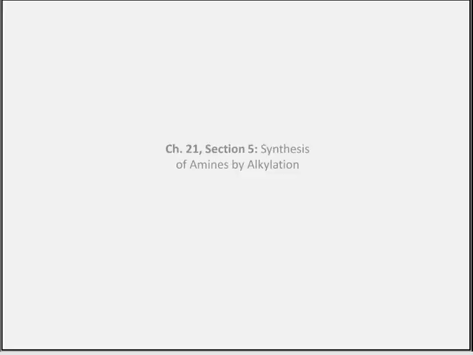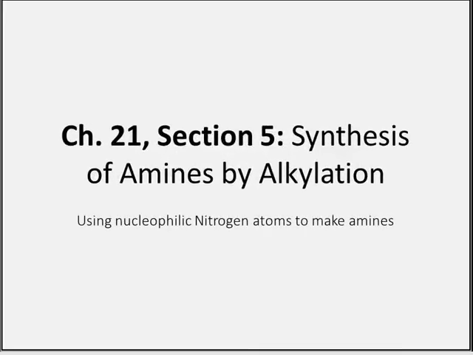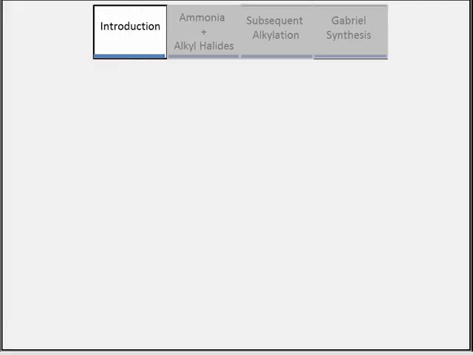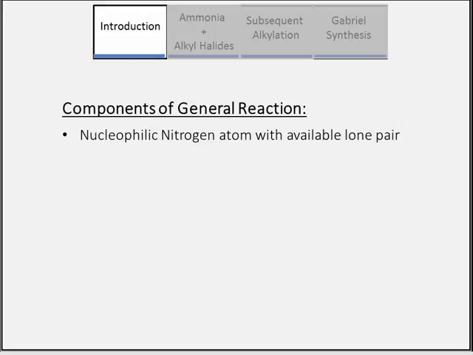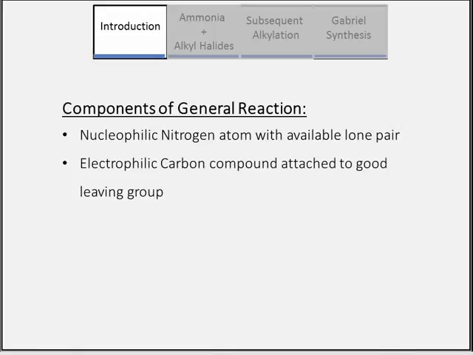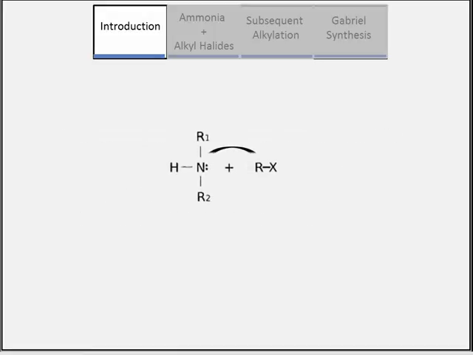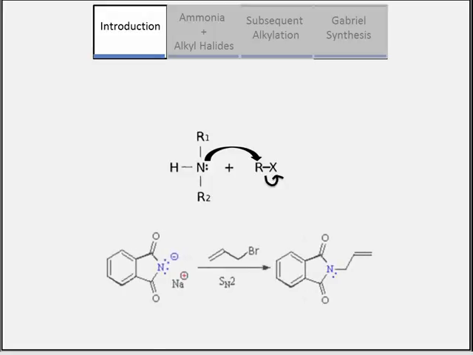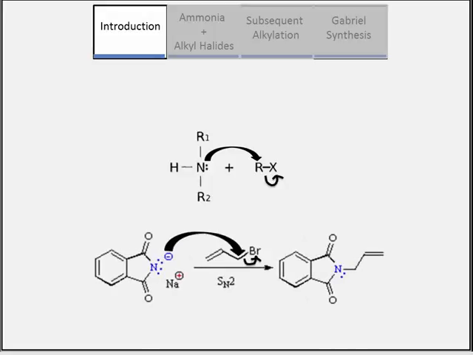In this video, we are going to discuss how amines can be prepared by alkylating nucleophilic nitrogen atoms. Procedures follow a general two-step strategy where we first react a nucleophilic nitrogen with an electrophilic carbon attached to a good leaving group to create a carbon-nitrogen bond, and use reagents to form the final amine product with alkyl groups attached. Many procedures exist, but they all use the fact that nitrogen has an available lone pair.